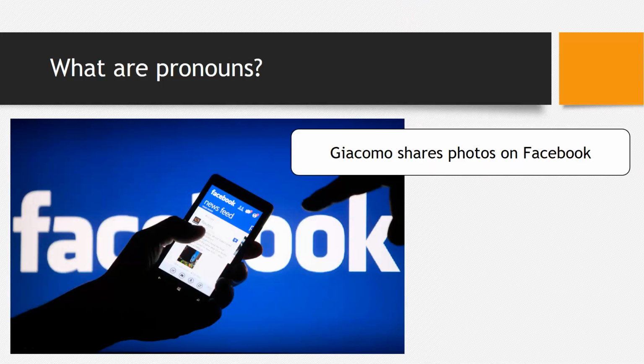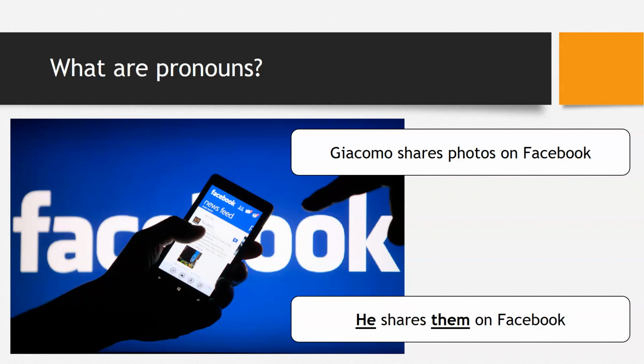Let's take the sentence, Giacomo shares photos on Facebook. The subject of this sentence, or the person doing the action, is Giacomo. The verb is shares, and what he is sharing is photos, photos being our direct object. Now we can replace each of the nouns, so Giacomo and photos, with pronouns. We could say, he shares them on Facebook. He is a subject pronoun replacing Giacomo, and them is a direct object pronoun replacing photos.